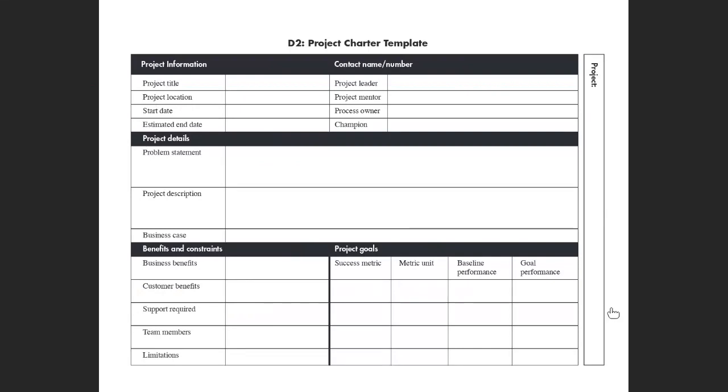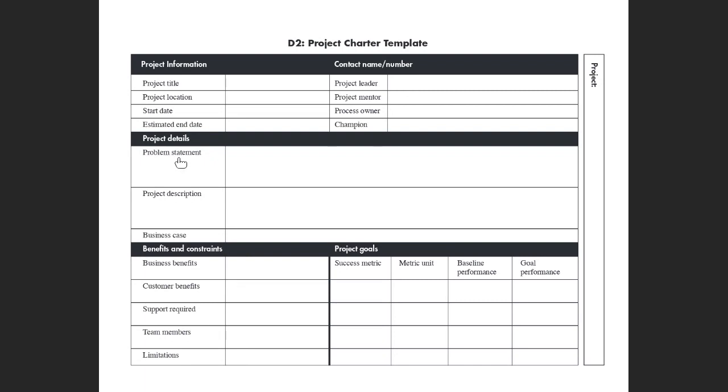This is how the project charter looks. This is the template. What is the project title, the project location, the start date, the estimated end date? You see the roles we talked about earlier, the people working in the Six Sigma project. Who is the project leader, the mentor or the sponsor, the project owner, the champion? You have to identify who they are and their names.